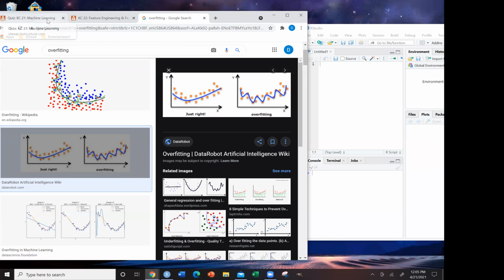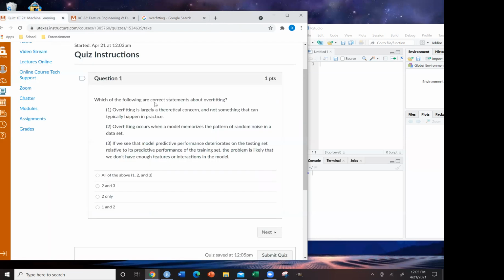So let's hop back to the knowledge check. Yes, it is a real concern. It can happen in practice. So one is false. With that in mind, we know it has to be either answer choice 2 or 3, that is to say the second or third answer choices. Overfitting occurs when a model memorizes the pattern of random noise in a data set. Yes, that is what overfitting is. We already knew that had to be true because we've eliminated it to answer choices B and C.